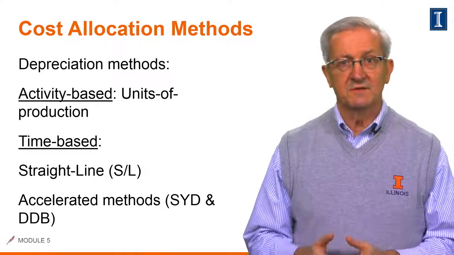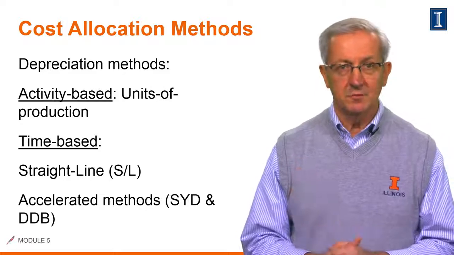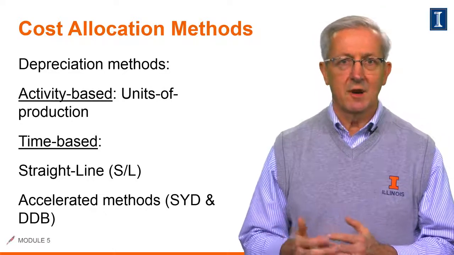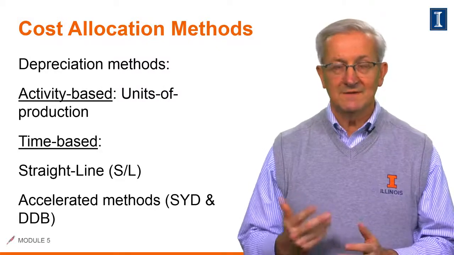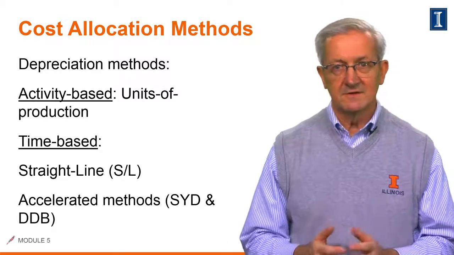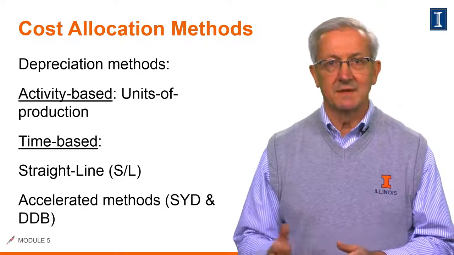So the depreciation methods that we're going to review are as follows. There's activity-based, of which there's one, units of production. And then there's time-based models, of which there's three: the straight line or SL method. Then there's two accelerated methods. First is the sum of years digits, or SYD, and second, the double declining balance, or DDB method.